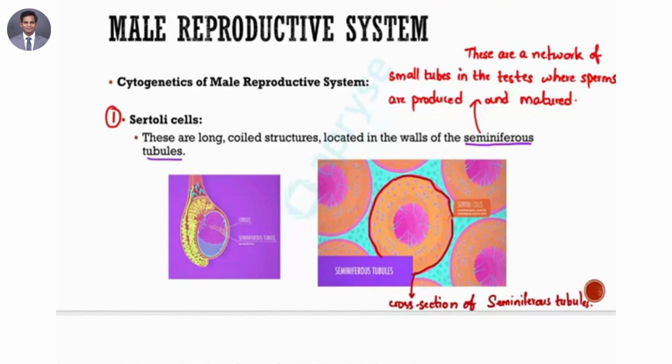The reason I want to mention this is that these tubules are important. These are the ones that act as sperm factories. Seminiferous tubules are a network of small tubes in the testes. This is where the sperm are produced, and this is where the sperm are maturing.